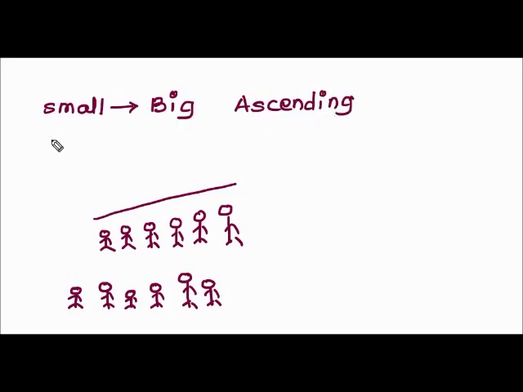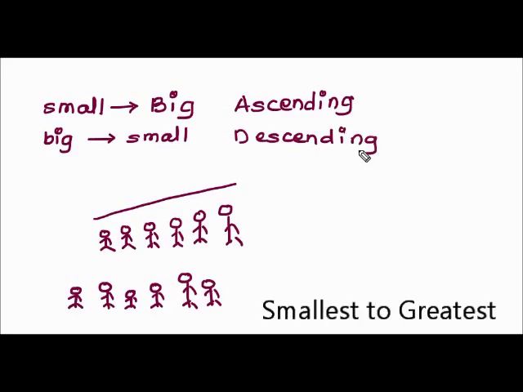And when we start from big and go to small, we call it descending order. Now when we talk about numbers, the ascending order will be starting from a small number and going to a big number, the smallest to the biggest number. And descending will be starting with the biggest number and going to the smallest number. So once we know this, let's see how we can compare numbers.